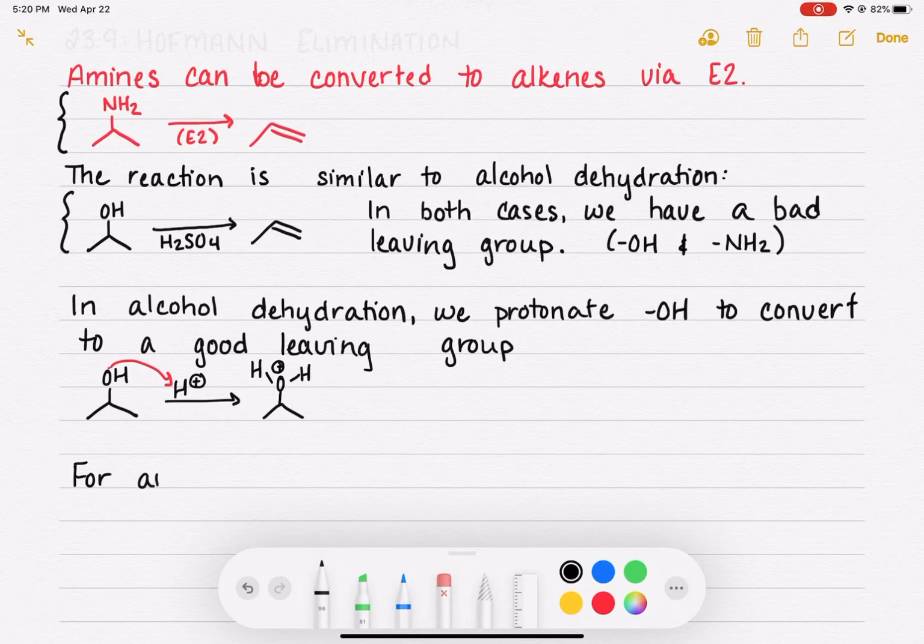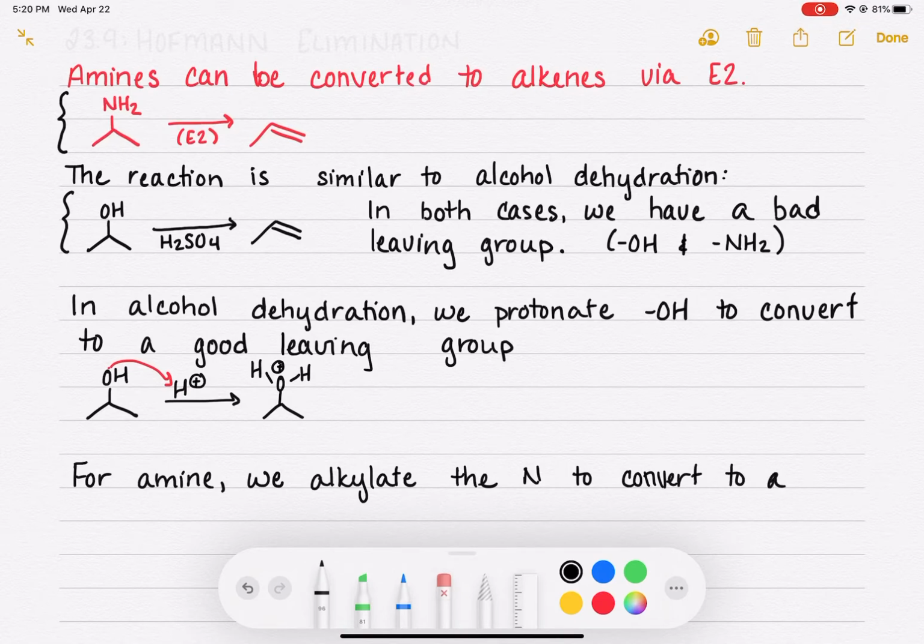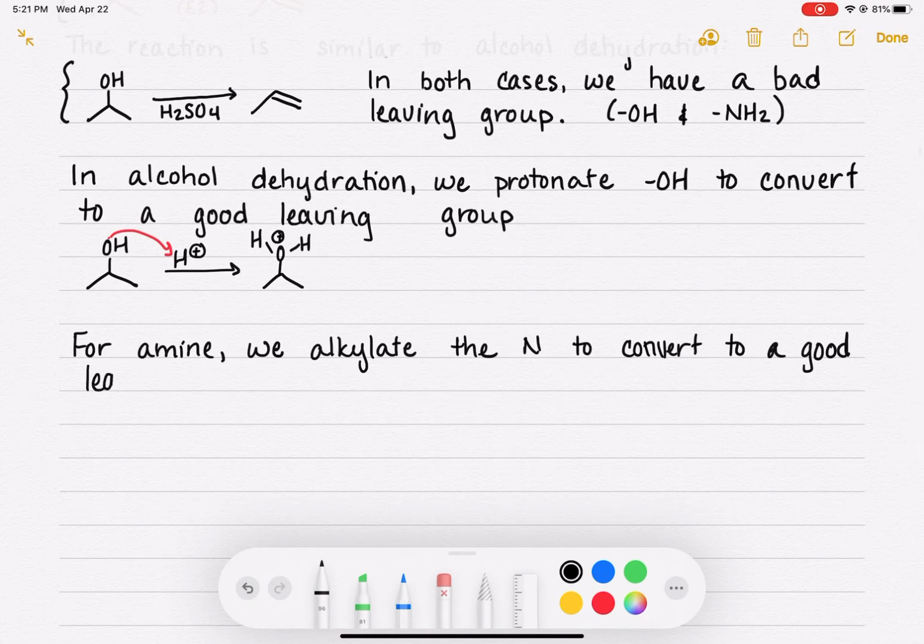For the amine, the Hofmann elimination, instead of protonating it, we are going to alkylate it. And this is going to convert it to a good leaving group. And we learned how to alkylate amines last week. And so we're just going to use the same type of strategy in this process.